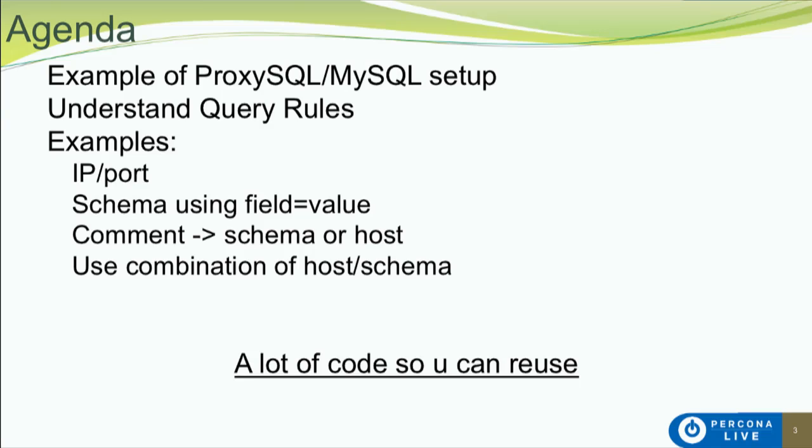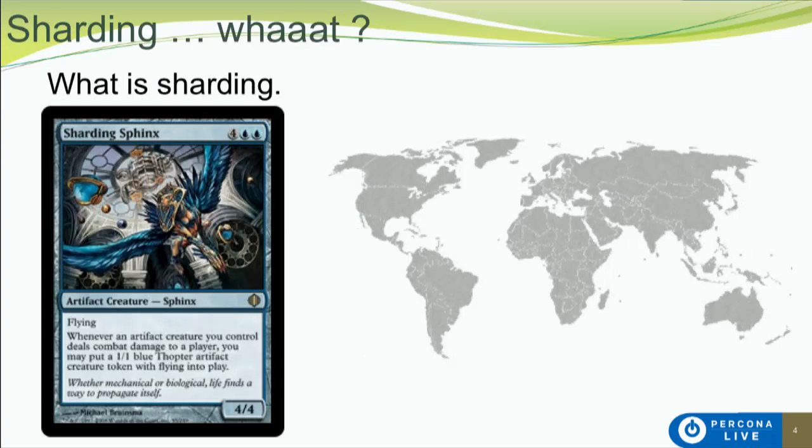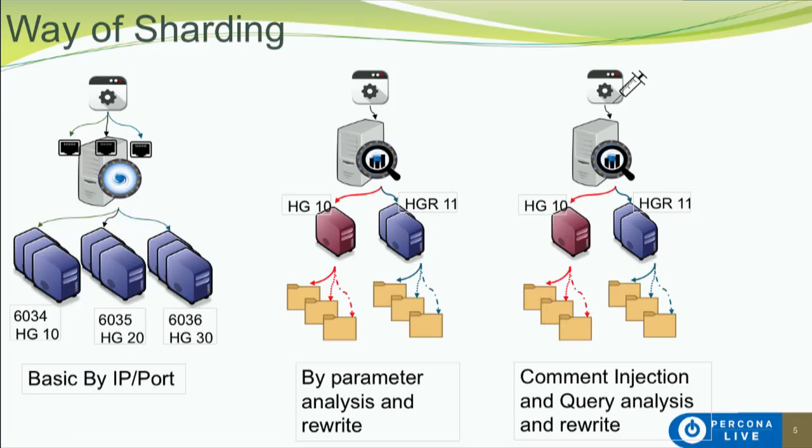What we will do is sharding by port or IP. That's the same mechanism. I will show you the port way, and then how to shard using one specific field value association, and then eventually how to shard by injecting a comment in the SQL string, and how to use a combination of both. Okay, so very simple.